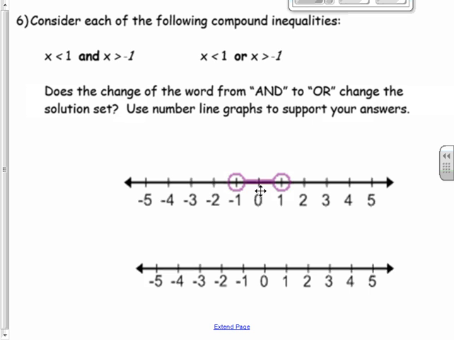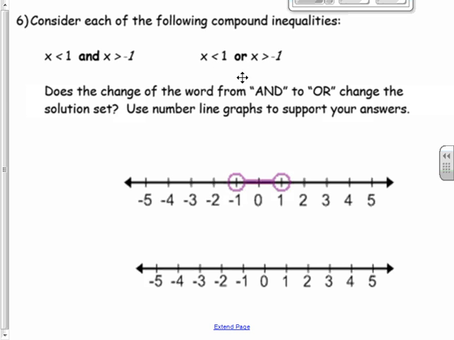Now remember, these numbers in here include all sorts of numbers. Decimals, mixed numbers, irrational numbers, non-integers, negative, positive. Okay, it's not just the number 0 that's included. There are lots of different numbers that are included in the solution set. Now if we go to the second one, we have the word or connecting them.